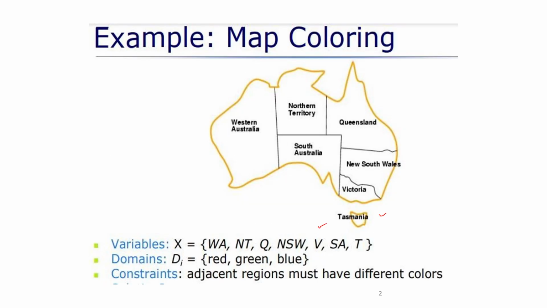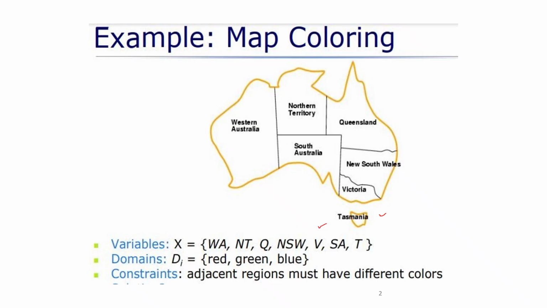This is a map coloring diagram, showing the different country names. This is one of the maps. The first one, WA, we can call Western Australia, and then this one is the Northern Territory, Queensland, South Australia, New South Wales, Victoria, and then Tasmania. So different regions are present here.